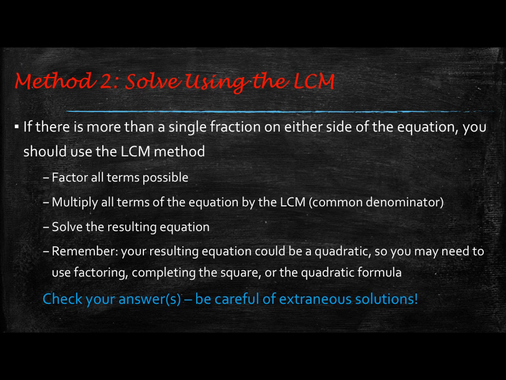So when you don't have two single fractions equal to each other, you want to solve using the least common multiple. So if there is more than a single fraction on either side of the equation, use the LCM method. How to do that is to factor all terms if possible, multiply all terms of the equation by the least common denominator, and then solve the resulting equation. Remember, your resulting equation could be a quadratic, so you may need to use factoring, completing the square, or the quadratic formula. And as always, you want to check your answers and be careful of the extraneous solutions.